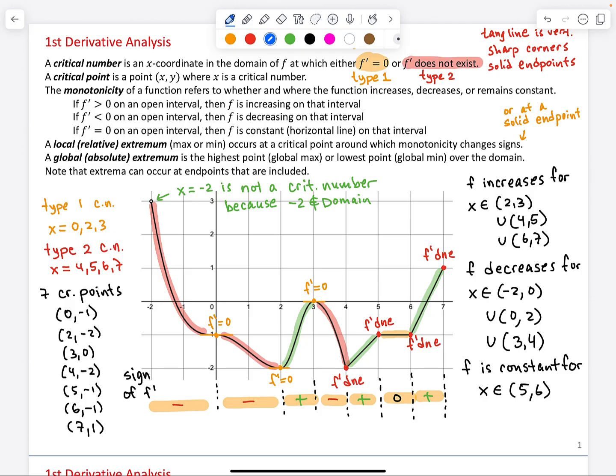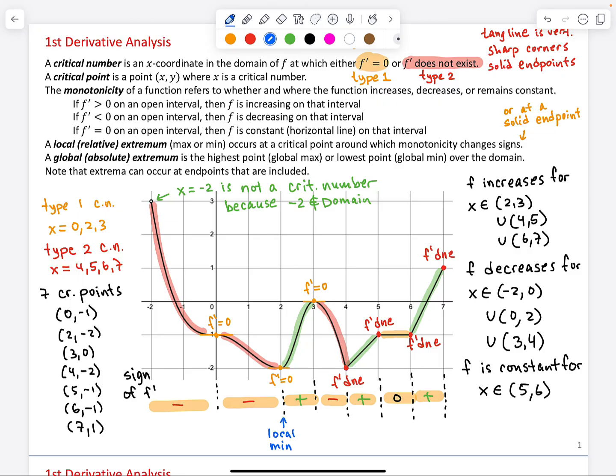So looking at the signs of the first derivative, notice there's no change in sign from this first subinterval to the second. However, there is a change in sign from negative to positive. This suggests we have a local extremum. And in particular, it would be a local minimum because the function decreased then switches to increasing.